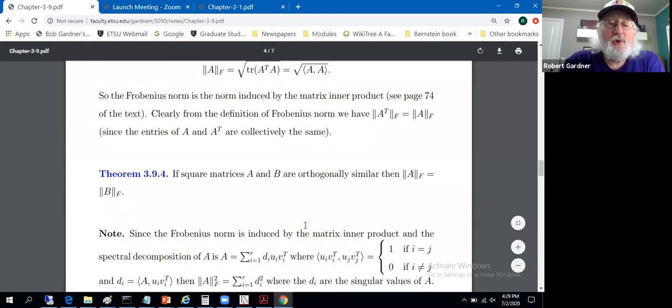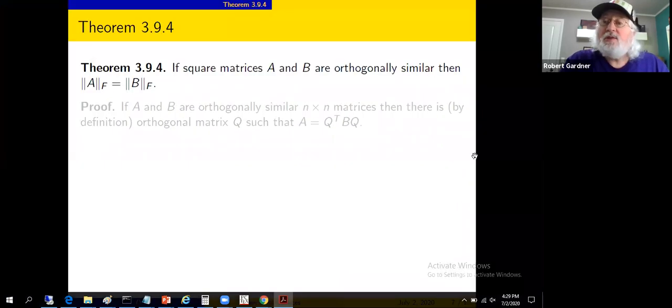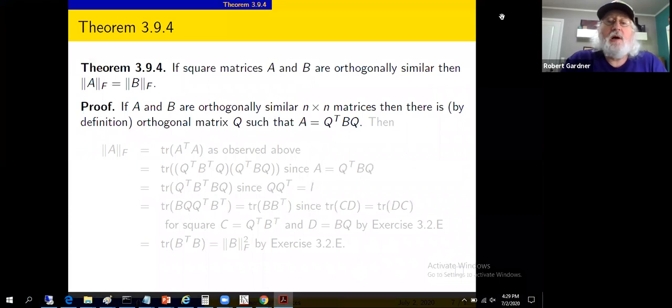In fact, more generally, first theorem of this video, if square matrices A and B are orthogonally similar, the claim is the Frobenius norm of A equals the Frobenius norm of B, and let's go through the proof of that. Okay, orthogonally similar matrices means there exists an orthogonal matrix Q such that A equals Q transpose B Q.